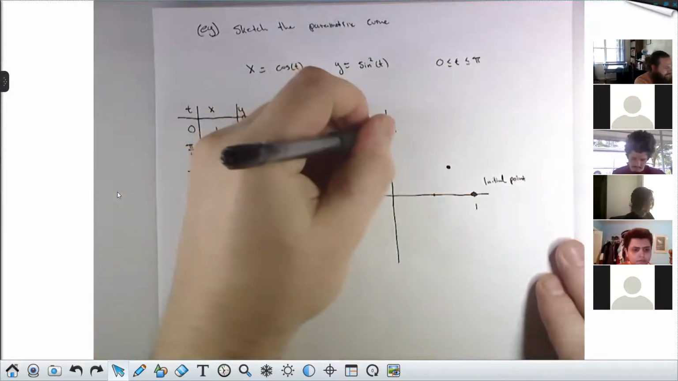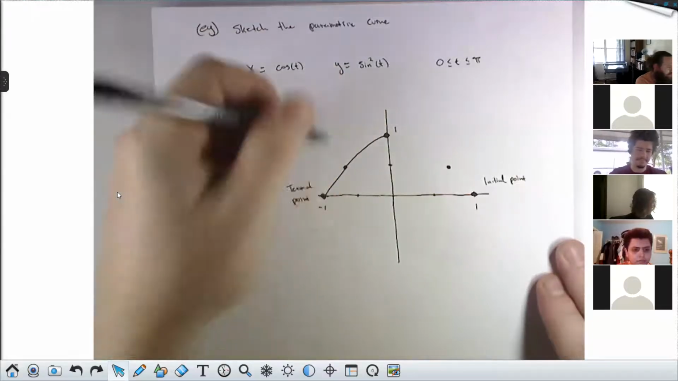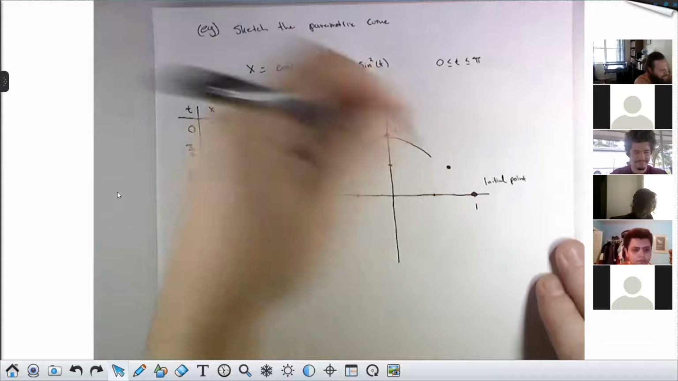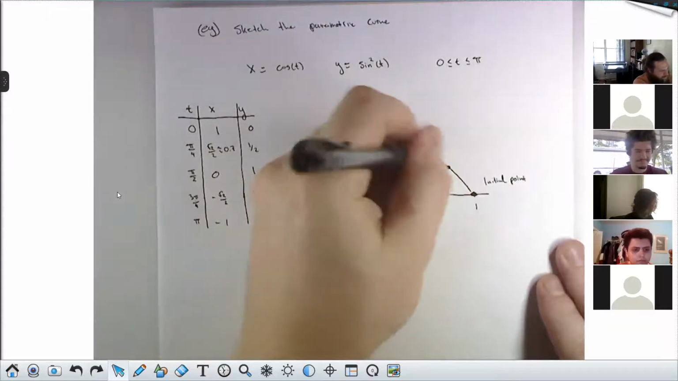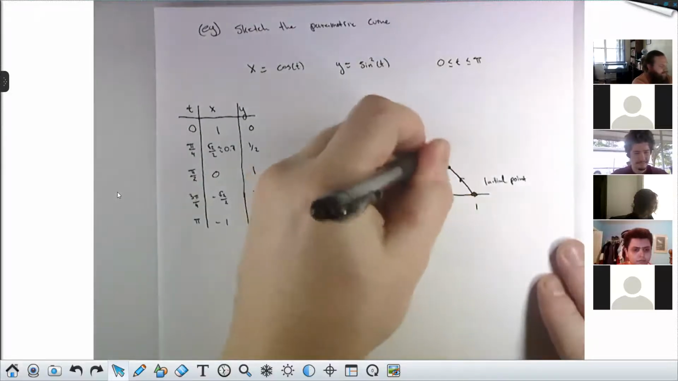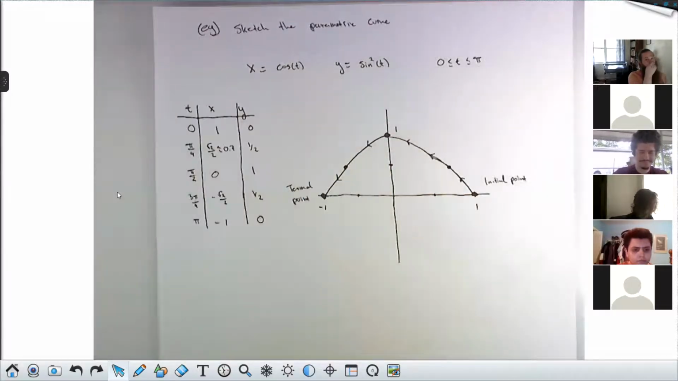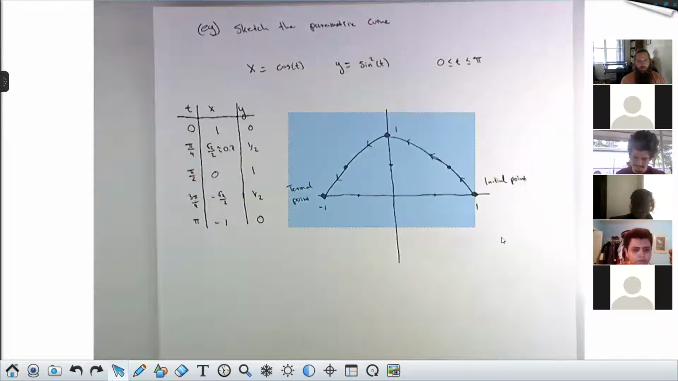And the curve looks something like this. Modulo my bad art. And remember the orientation? We started over here. As t increased, we went this way. So this is my parametric curve. Would anybody care to guess the thing we're looking at here?